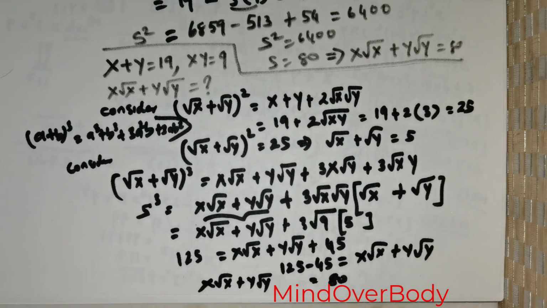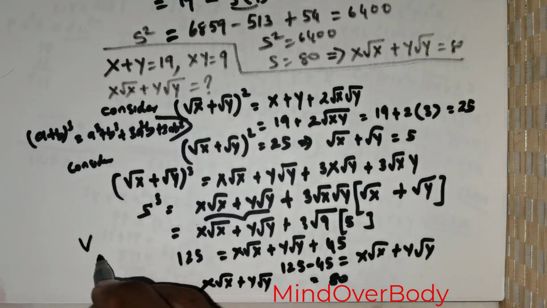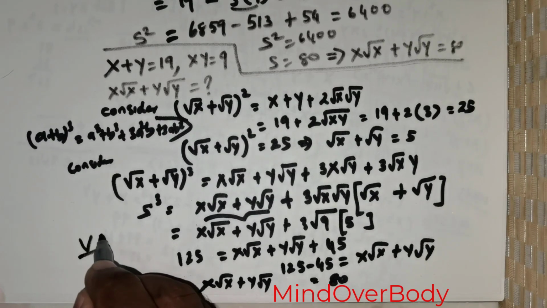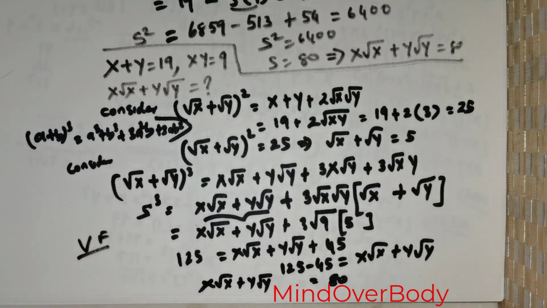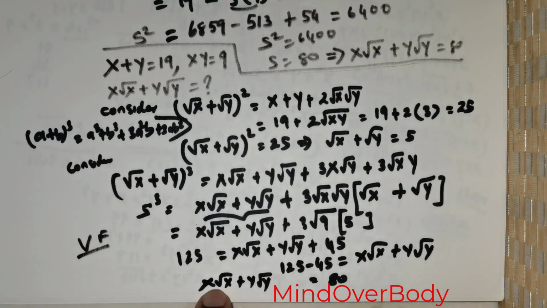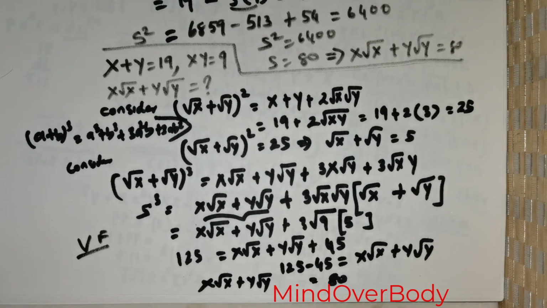Now if you want to find x and y, then all you need to do is to apply the Viet's formula. Okay, you apply the Viet's formula of sum of roots and product of roots, you will be able to zero in on the value for x and value for y. Of course that is not the objective of this particular problem.